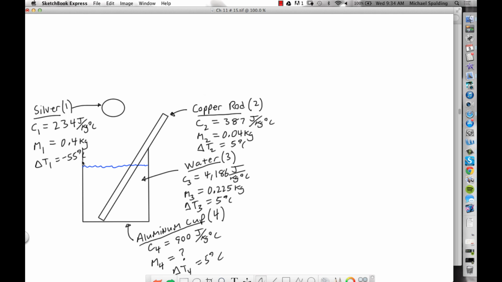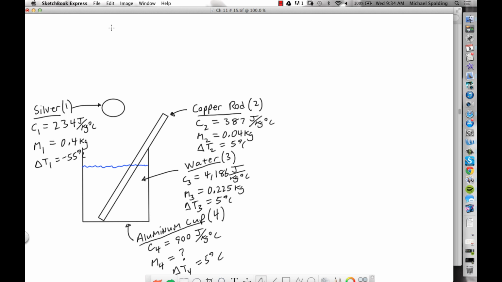One thing I want to mention here: the water, the aluminum cup, and the copper all start at the same temperature because they're in contact with each other, even if the problem doesn't tell you so. Sometimes the problem won't tell you that, but if objects are in contact with each other at the start, they are all at the same temperature. So the main idea here is heat loss equals heat gain.